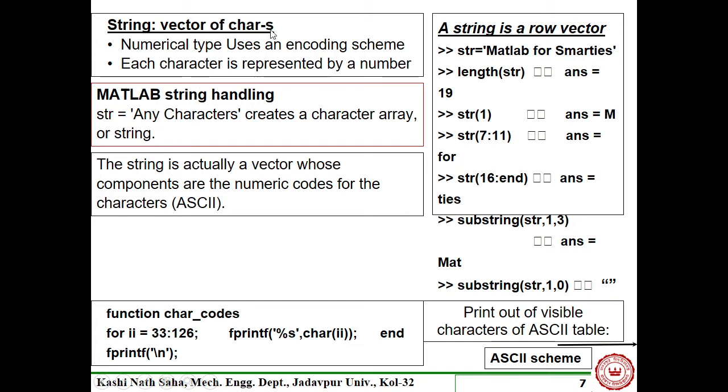A string is a vector of characters, so that we have seen. Percent %C is character and percent %S is a string. A string is an array of characters, a vector. So this is what we are talking about. A is a character, but apple is a string.